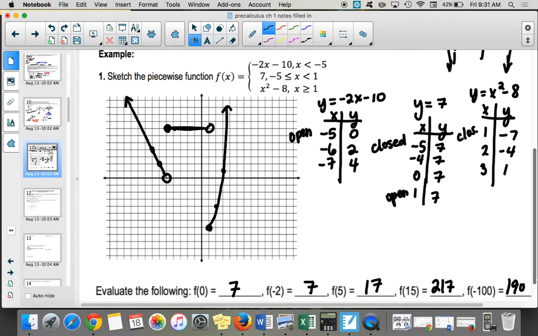All right. Feel somewhat good with that? Do you guys want to try another piecewise function? No? You're good. All right, I'll practice with you if you haven't seen it before. All right, so we're going to stop there.